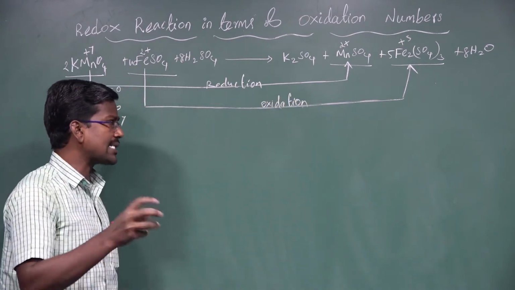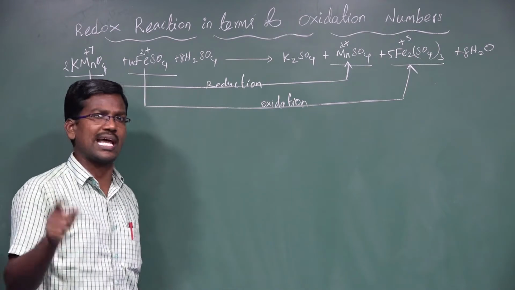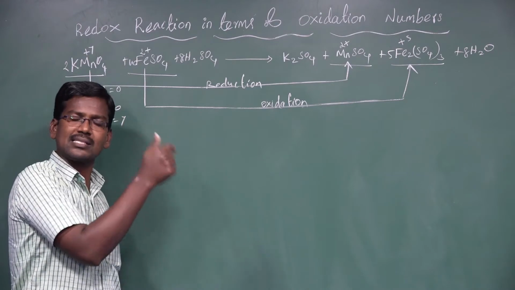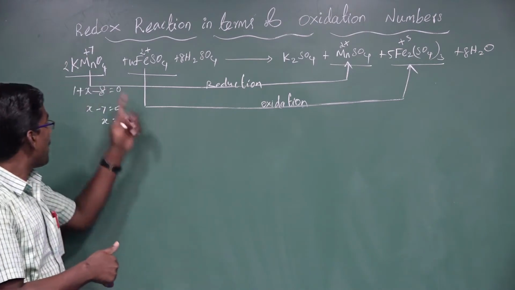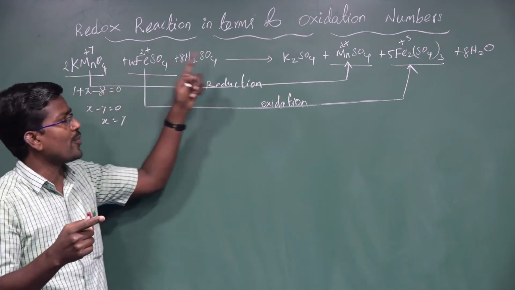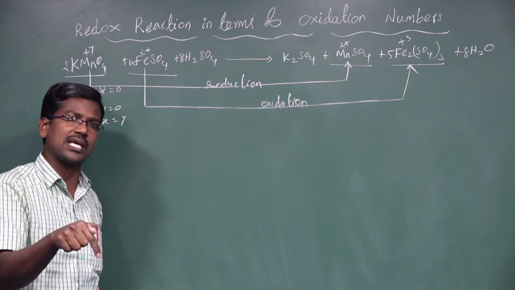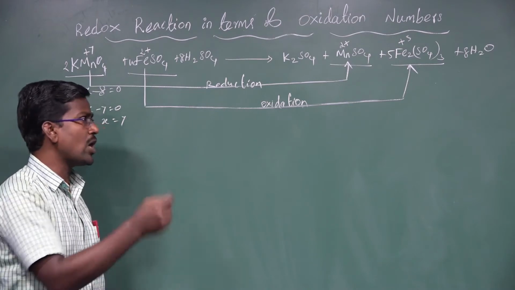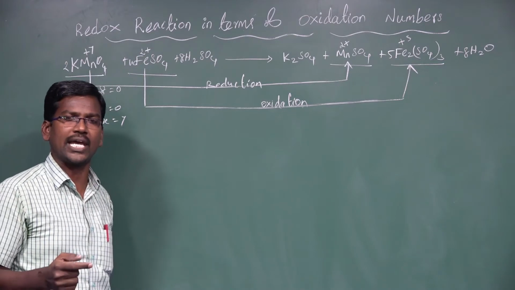So both oxidation as well as reduction take place simultaneously in a single reaction, called a redox reaction. This reaction is an example of a redox reaction. In this reaction, manganese is reduced to manganese 2 plus. Potassium permanganate, which contains manganese 7 plus ion, is reduced to manganese sulfate containing the 2 plus ion.